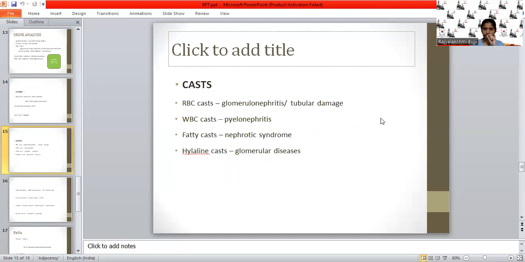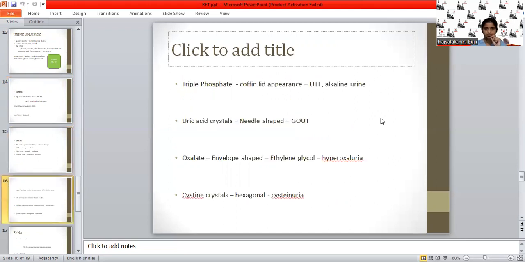In such a scenario, we have to rely upon the plasma concentration of the ketones. Coming to various casts, RBC casts we can see in case of glomerulonephritis and tubular damage, WBC casts in case of pyelonephritis, fatty casts in case of nephrotic syndrome, hyaline casts in case of glomerular diseases. Triple phosphate crystals will have a coffin lid appearance. We can see them in case of UTI and alkaline urine. Uric acid crystals we can see in case of gout.